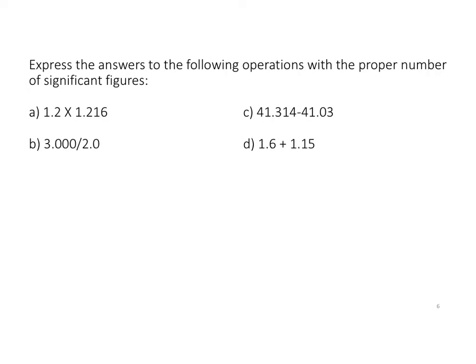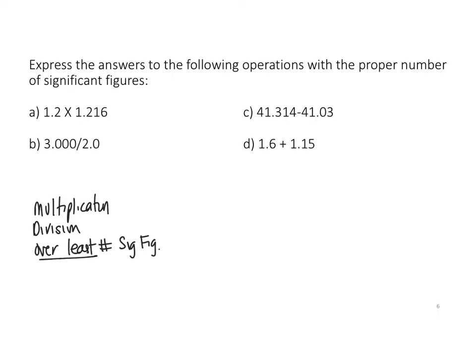Okay, express the answers to the following operations with the proper number of significant figures. This is where I was talking about earlier. When you do multiplication and division, it's the overall least number. We're going to do sig figs like that because it's a long word. So what's that mean? Well, here this number has 2 and this number has 4.